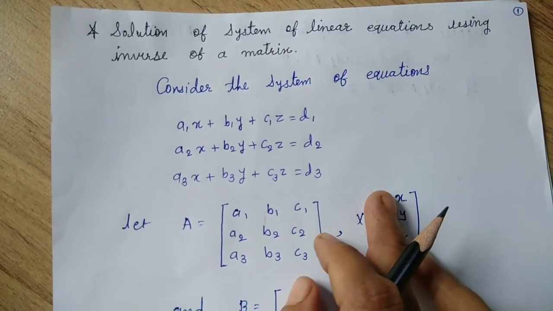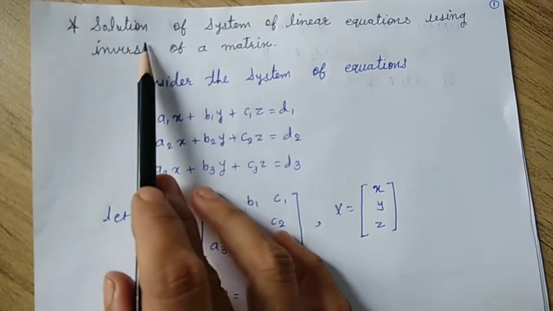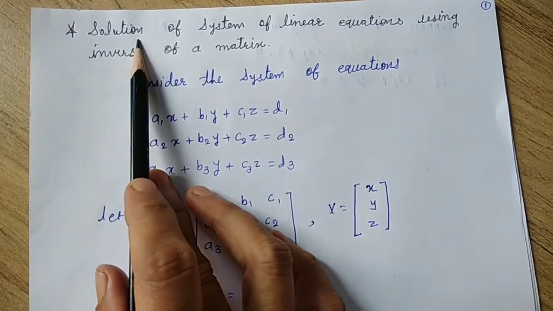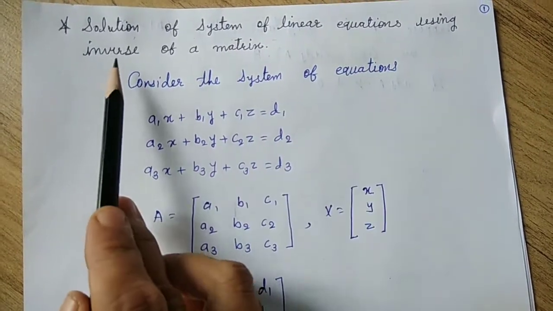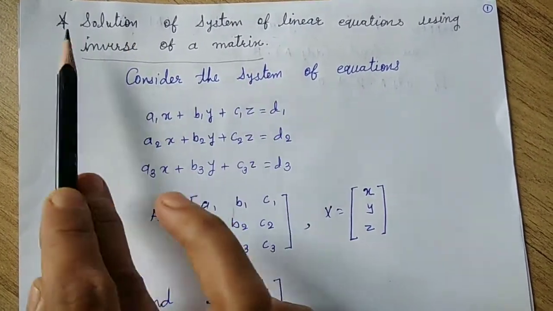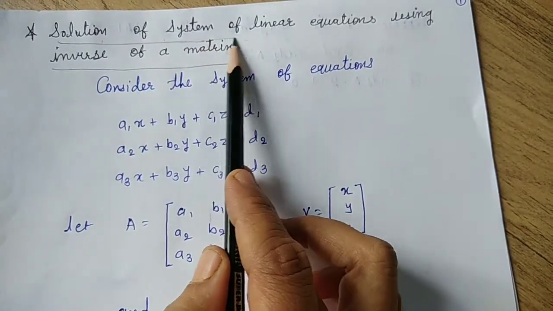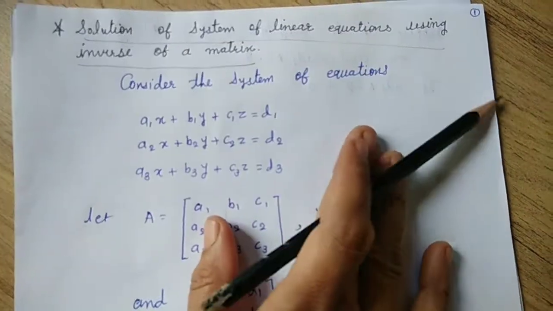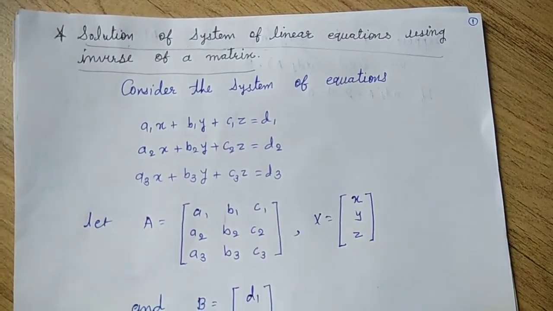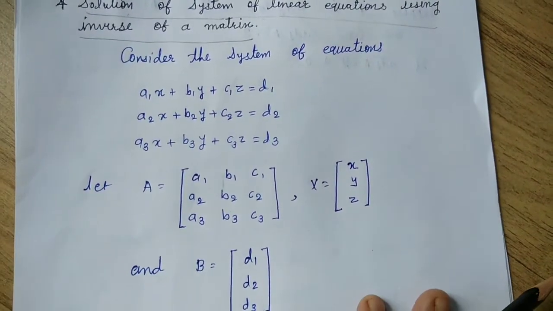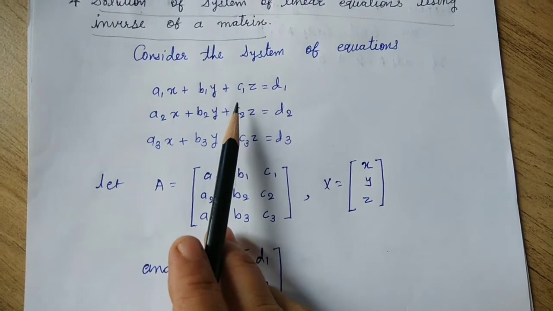Good morning, dear students. Today we are going to continue with Chapter 4, solution of the system of linear equations using the inverse of the matrix. Students, this method is very important as this type of question can be asked for 4 or 6 marks. Before last year it was asked for 6 marks, but from last year this type of question can be asked for 4 marks.